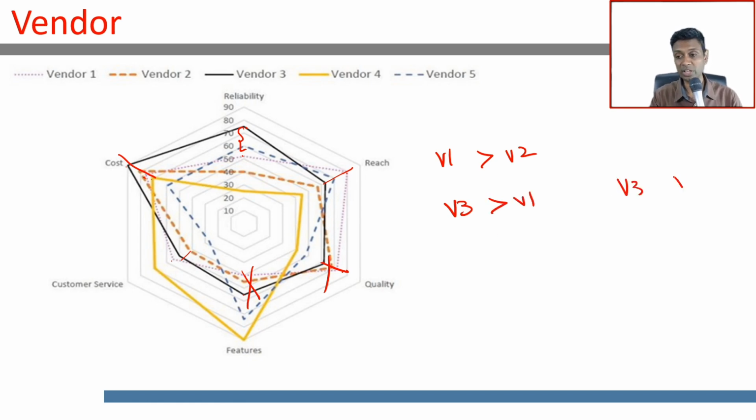I want to compare V3 and V4 now. V3 is black, V4 is yellow. Here black is higher, black is higher, black is higher. This is a giant lead. Black to yellow, black is higher. Here this is big, but probably not as big as this. This is big, but equal to this. V3 is definitely greater than V4.